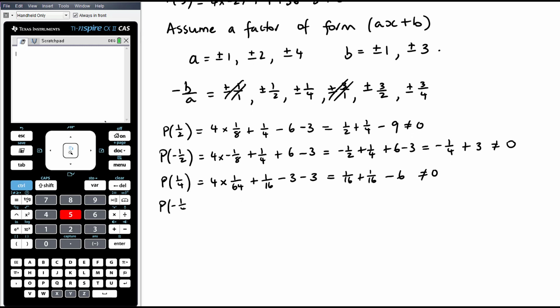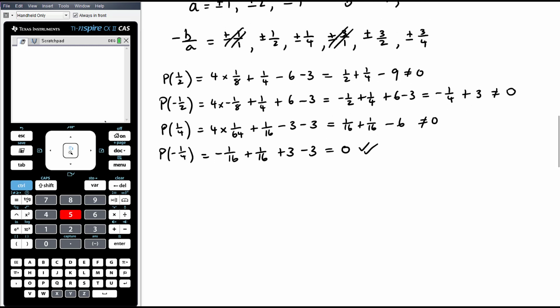P of negative a quarter. Again, the first term becomes negative, so it's going to be 4 times negative 1/64, which is negative 1/16. The next one stays positive. The sign will change for the third term, so it's going to become plus 3, and minus 3. Okay, so that's nice. Negative a 16th plus a 16th, they cancel out, and 3 minus 3, they cancel out, so that's 0. Okay, so that tells us that if x equals negative a quarter makes the polynomial equal to 0, that's because 4x plus 1 is a factor.